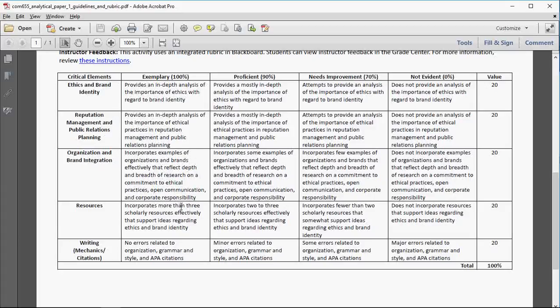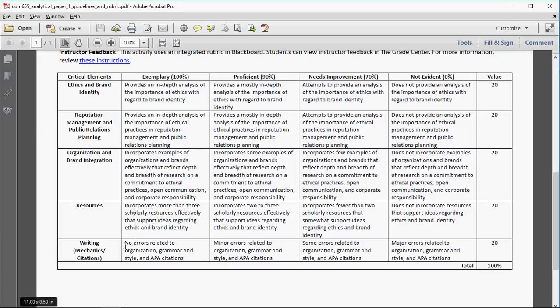Resources incorporates more than 3 scholarly resources effectively that support ideas regarding ethics and brand identity. And what that means is that you've got scholarly, and that's an important part of this, scholarly references or resources that support your argument. Okay?